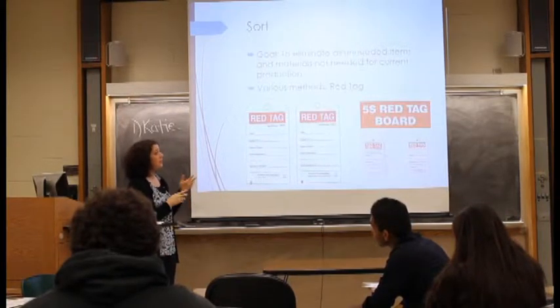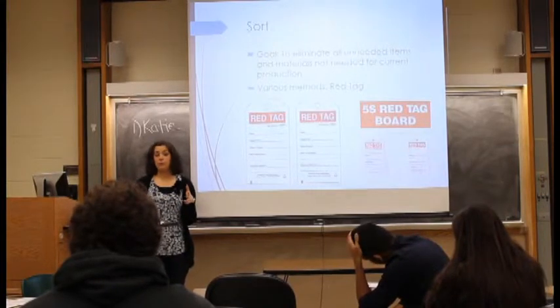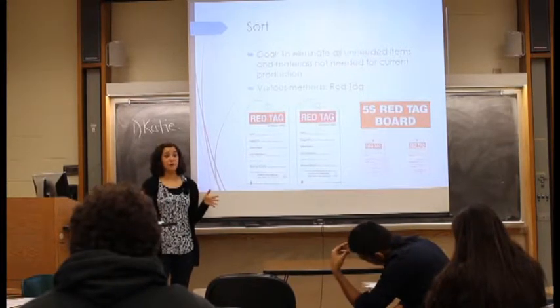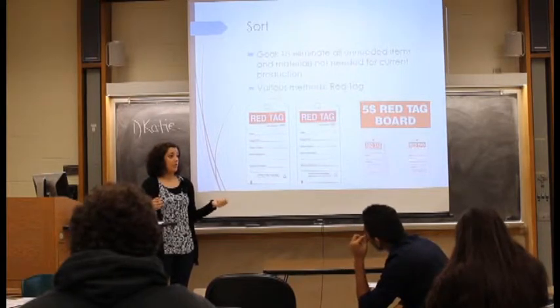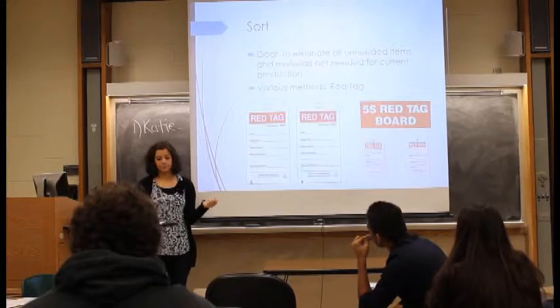One method of implementing sort is a red tag method. So if you're at your workstation and there's extra materials but they're not needed for production, you can put a red tag on them. This red tag then tells other people that it's not needed in that area.